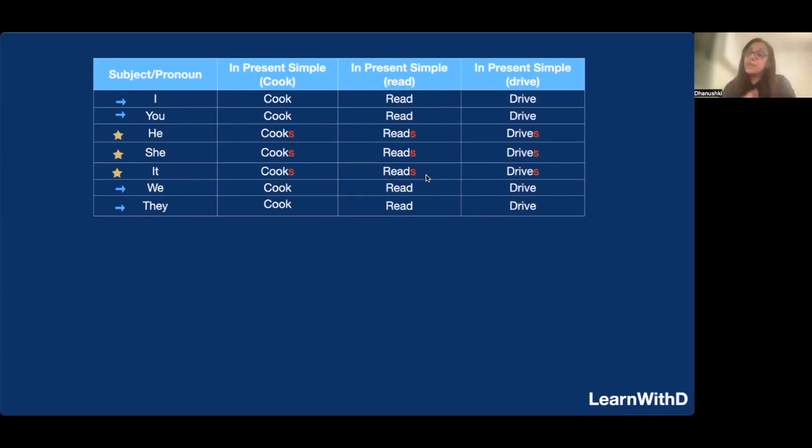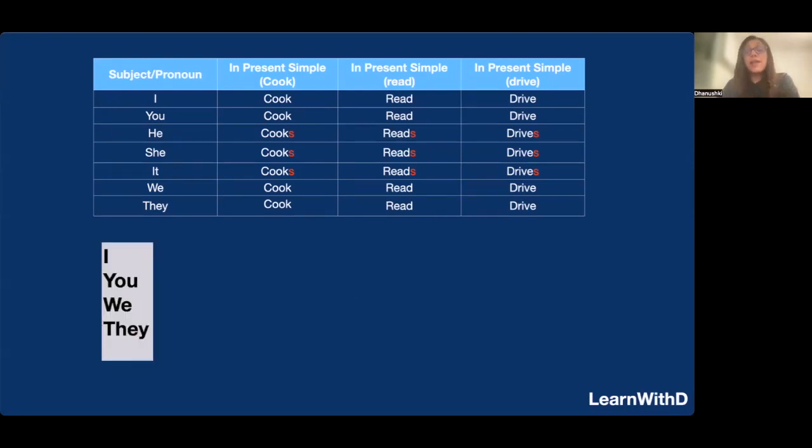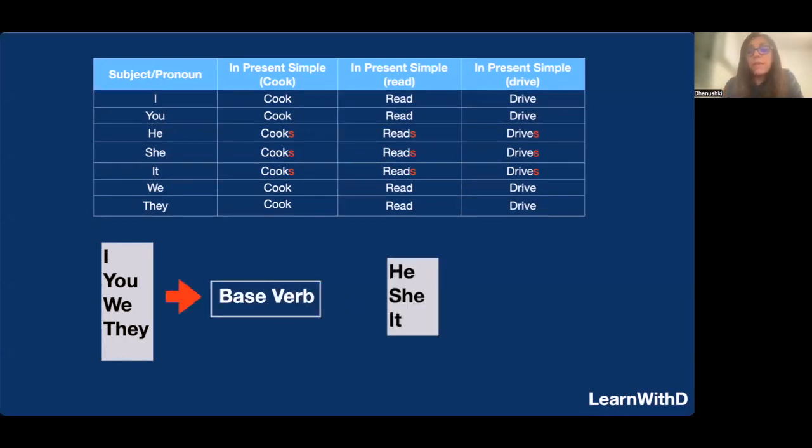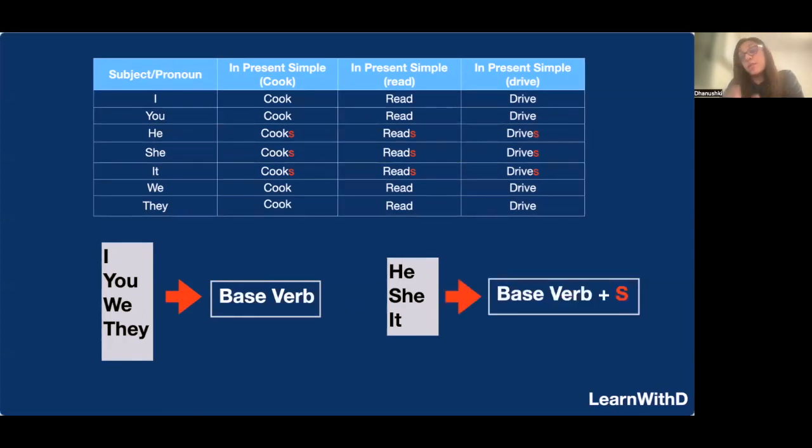Similarly, the verb drive. I drive. You drive. We drive. They drive. And then look at he, she, and it. He drives. She drives. It drives. So now let's summarize that. Like I said, with I, you, we, they, we just use the base verb. But with he, she, and it, we use the base verb with an S at the end. Is that clear?